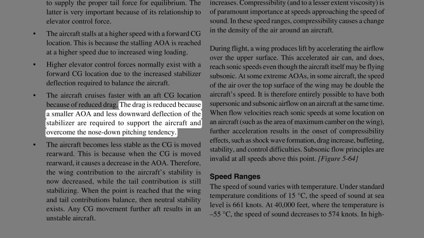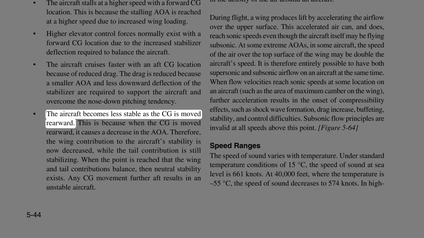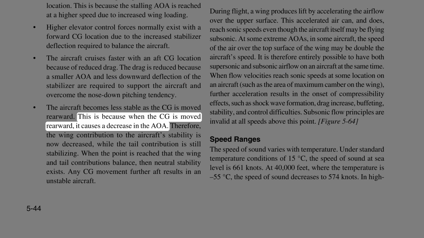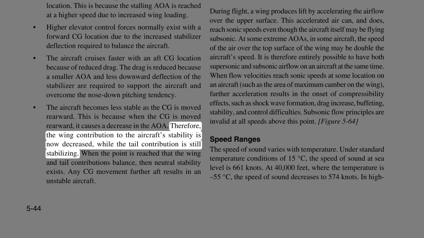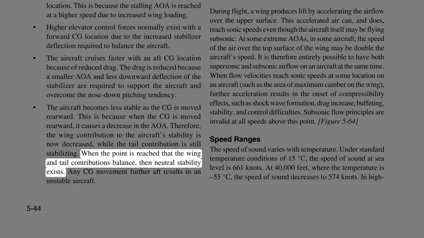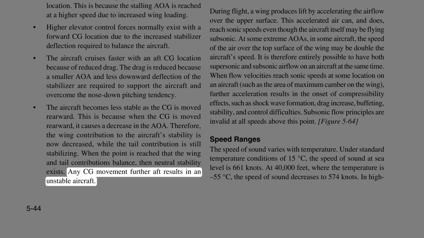The drag is reduced because a smaller AOA and less downward deflection of the stabilizer are required to support the aircraft and overcome the nose-down pitching tendency. The aircraft becomes less stable as the CG is moved rearward. This is because when the CG is moved rearward, it causes a decrease in the AOA. Therefore, the wing contribution to the aircraft's stability is now decreased, while the tail contribution is still stabilizing. When the point is reached that the wing and tail contributions balance, then neutral stability exists. Any CG movement further aft results in an unstable aircraft.